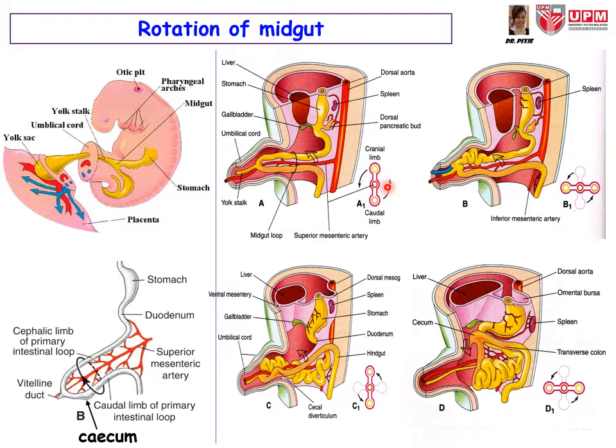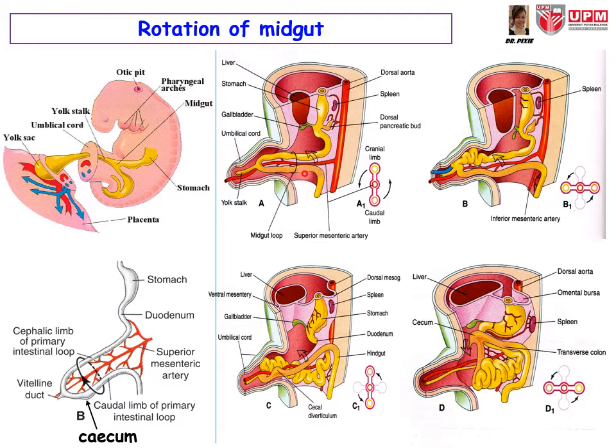And how do you remember the rotation is counterclockwise, CC? I always remember that the midgut gives rise to the cecum, C, and also the C shape of the duodenum. So for that, I always remember that the midgut rotates counterclockwise, CC, around the long axis of the SMA.